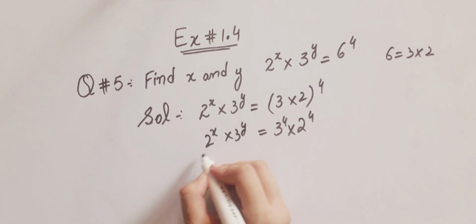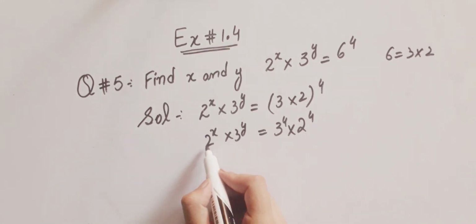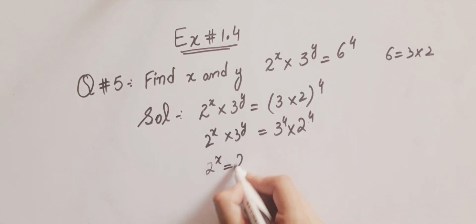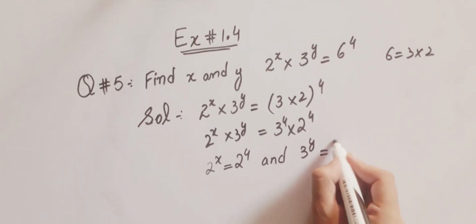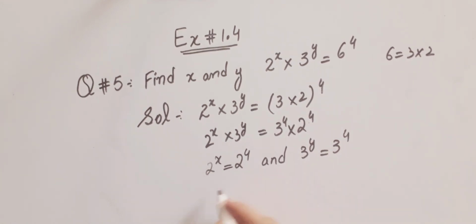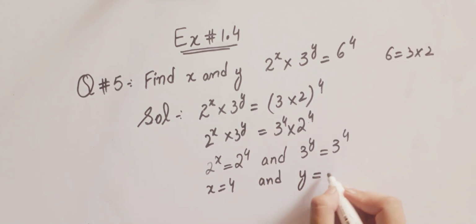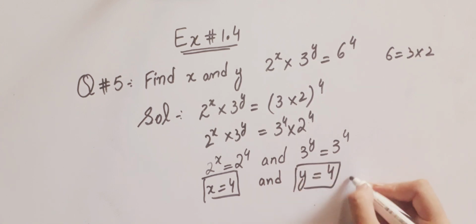Now we will compare this as 2 power x is equal to 2 power 4 and 3 power y is equal to 3 power 4. According to this, x is equal to 4 and y is also equal to 4. So this is the answer of this question.